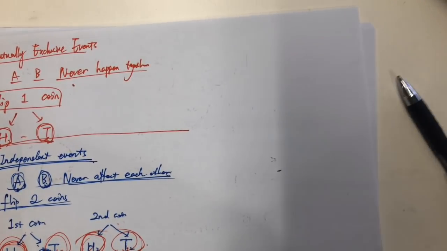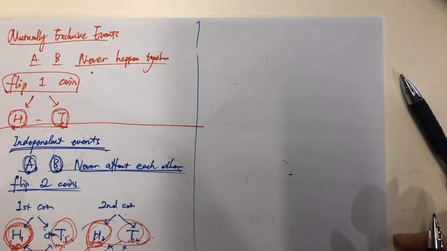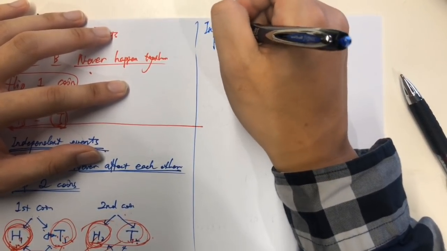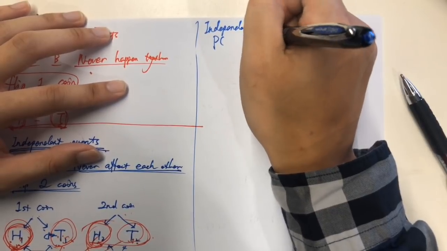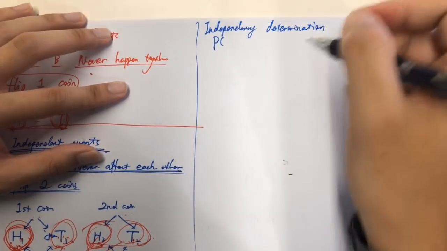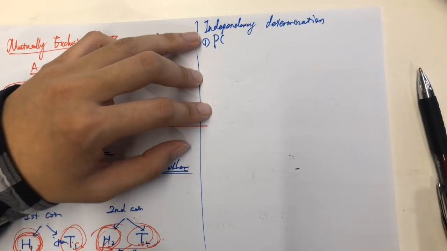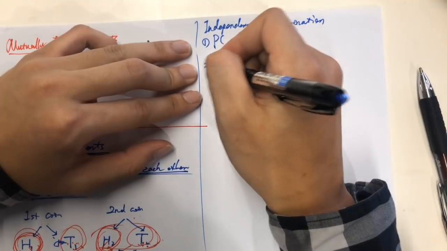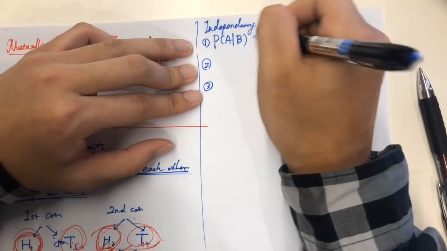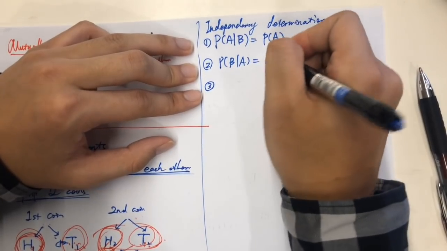And lastly, there are three equations helping you determine whether two events are independent or not. So the first thing is the probability. How to determine? So, independence determination. Well, this is a name I call it, determination. Two events are said to be independent of each other if one of the following three equations is met, okay? So the first equation is that the probability of A given B equals the probability of A, or the probability of B given A equals the probability of B.